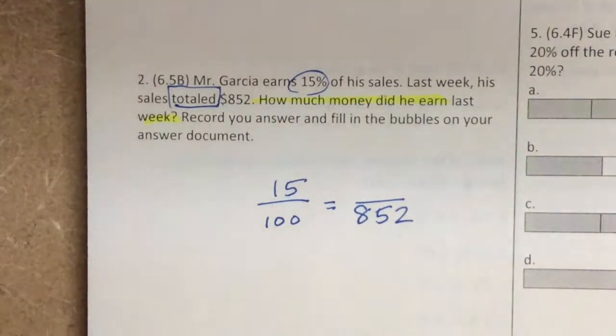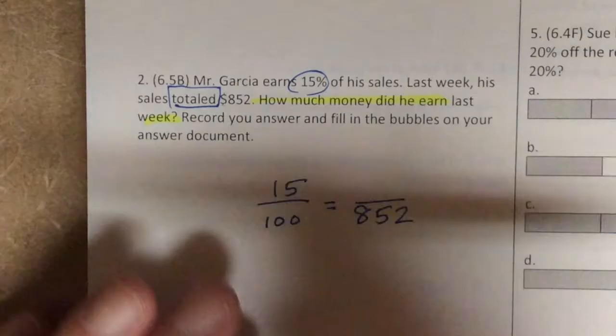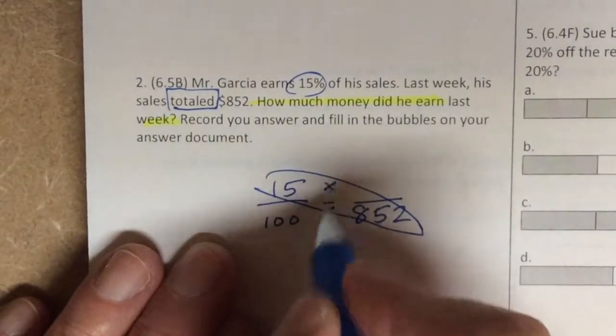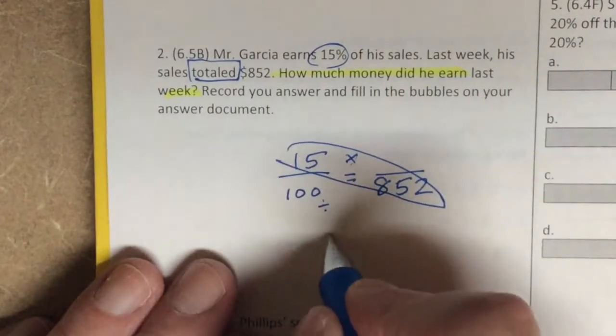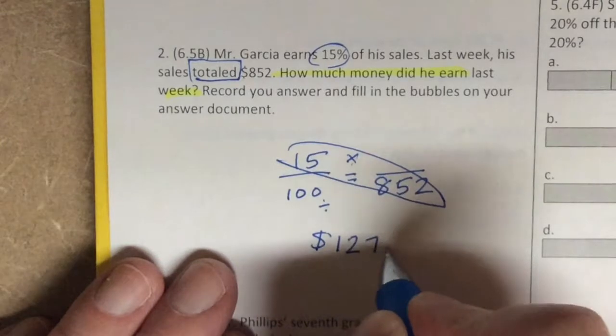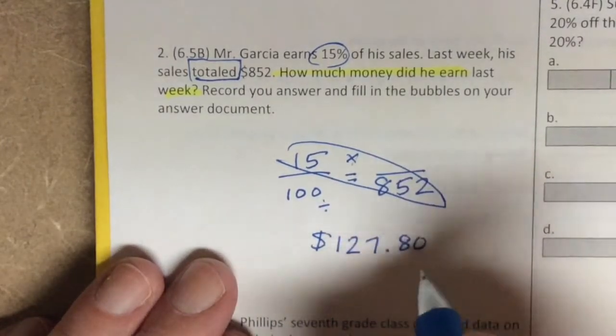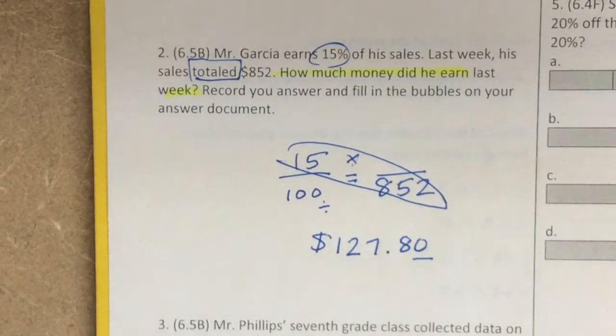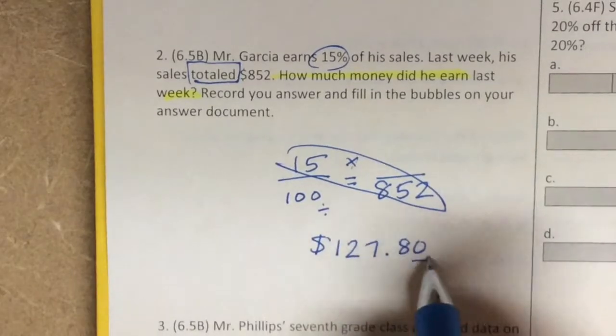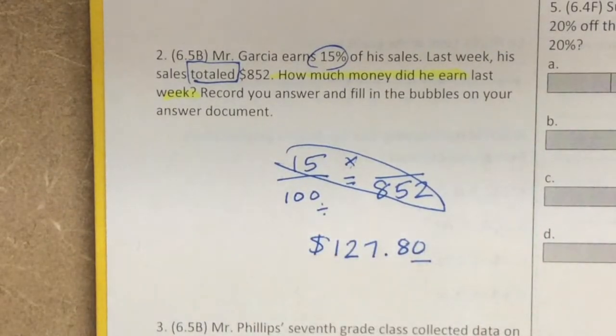His company would never stay in business if they gave all of that money to him. So again, we'd have to use cross products. 852 times 15, then divided by 100. Remember, the question's how much money? So the correct response would be $127.80. You're going to need to put a 0. I did not count that wrong if you did not put a 0, but if it's money, it should have 2 digits. $127.80.